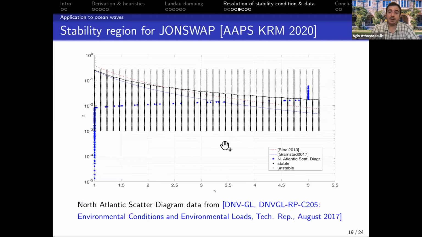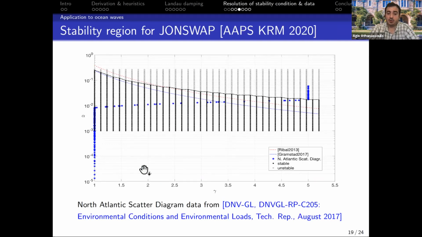So other people had looked at, if I go to the alpha-gamma plane for JONSWAP spectra, what is the stable region and the unstable region in terms of the Alber equation? The red dashed line is the one proposed by Ribal and others. The blue dashed line is the one proposed by Onorato and Stiassnie in 2017. And the black dashed line is the one that we compute by working with these contours here. And these blue stars come from measurements.